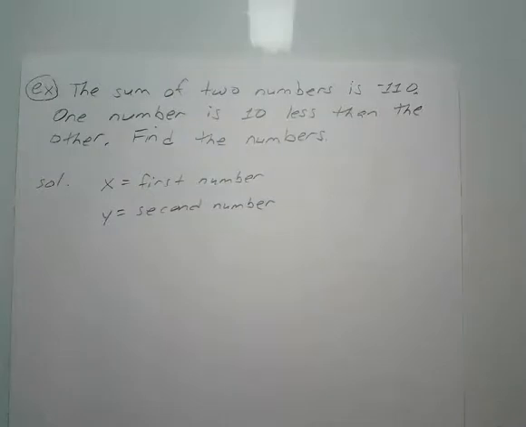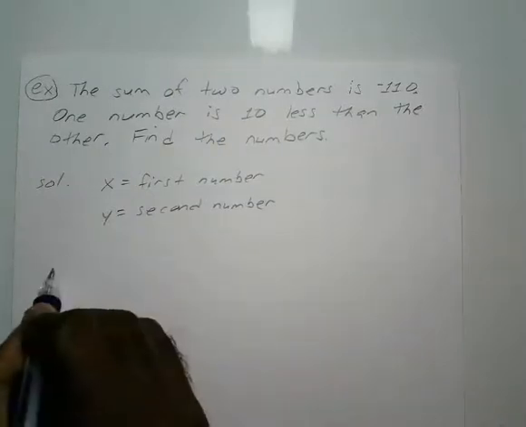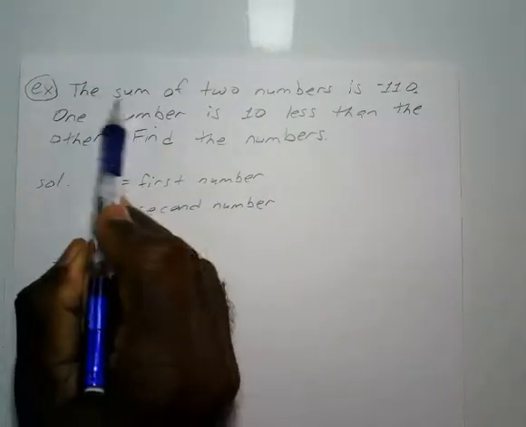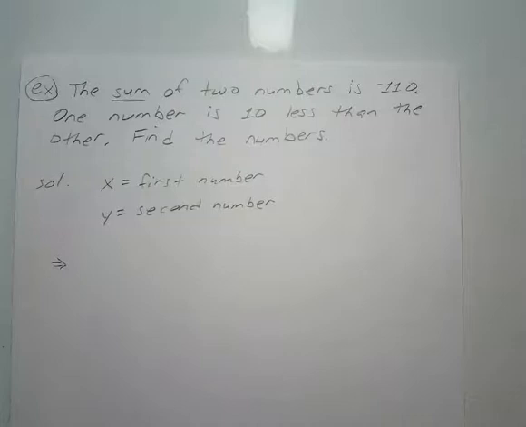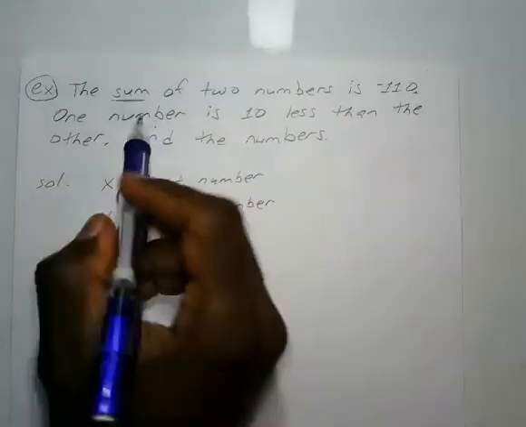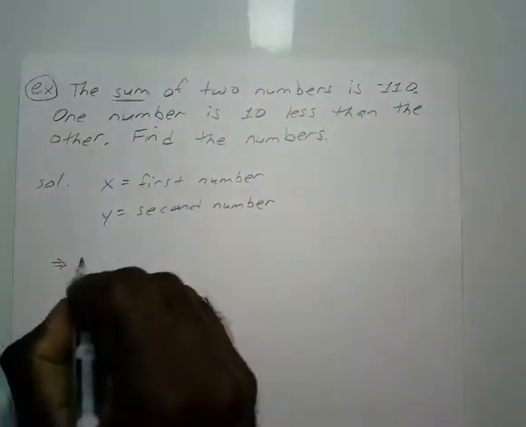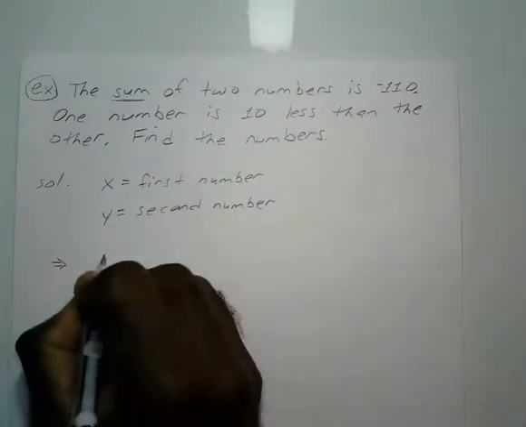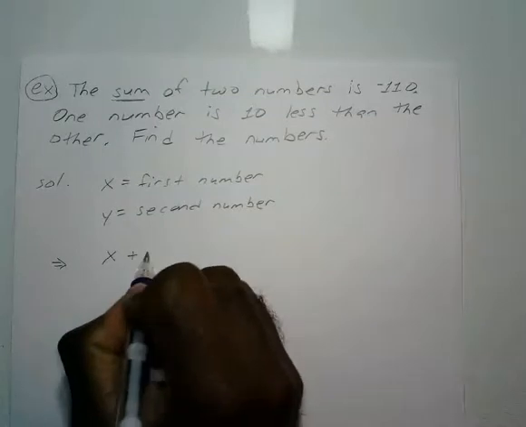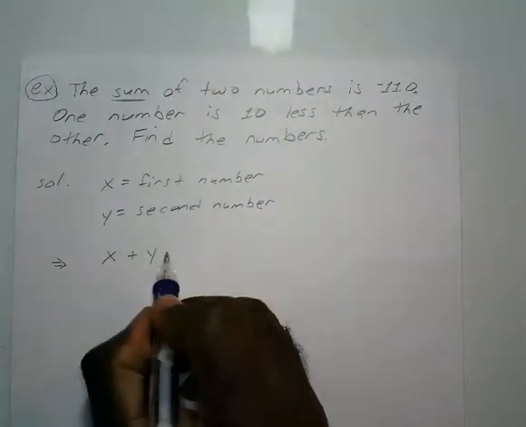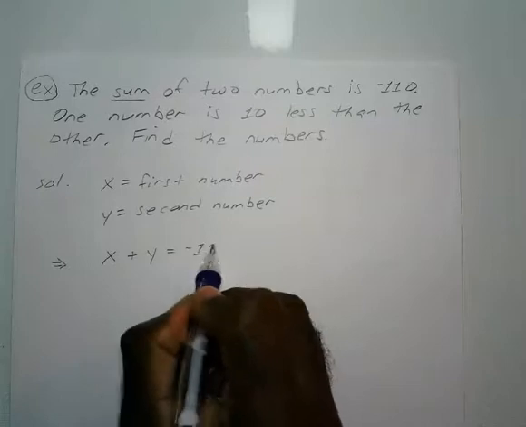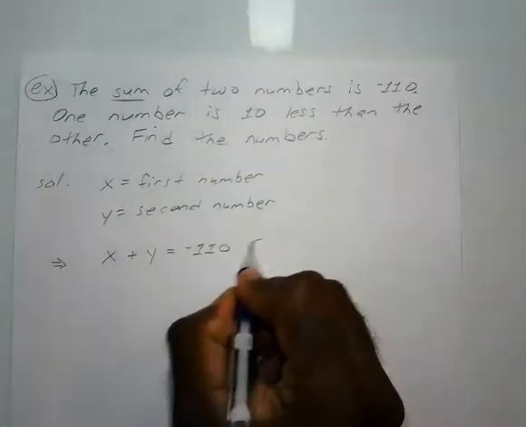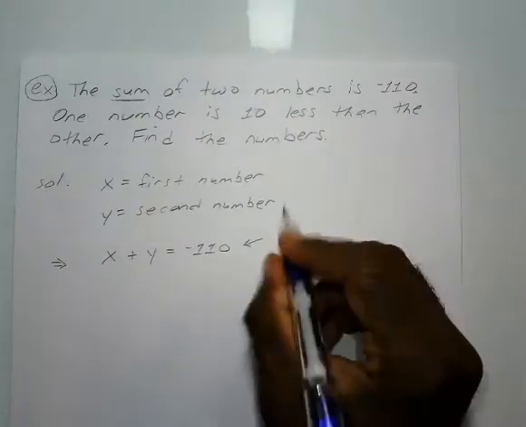Now if you go back through your problem, you'll see the sum of two numbers is negative 110. Sum is just another way to say addition. So the first number, which is X, plus the second number, is equal to negative 110. That's just from that very first sentence, and that gives us our first equation.